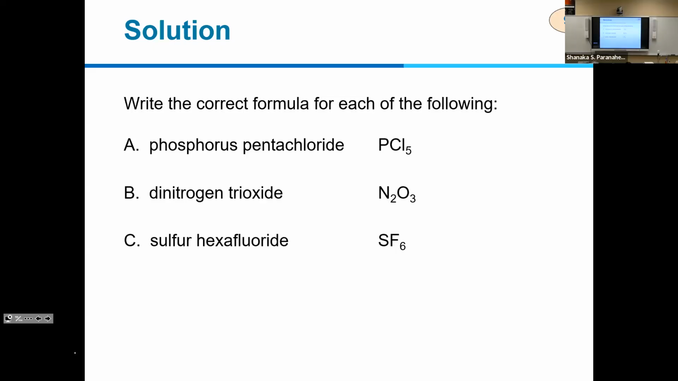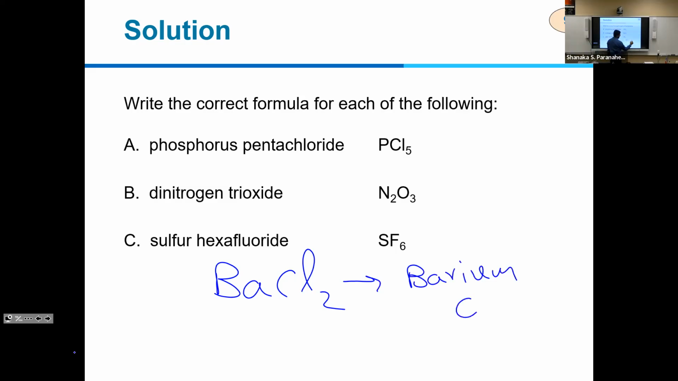Okay, so what is the name of this compound? What is the name of BaCl2? Barium dichloride. Any different answers? Is it ionic or covalent? Ionic. It's ionic. So no prefixes with ionic compound. It's simply barium chloride, no di. So it's just barium chloride. No prefixes with the ionic compounds.